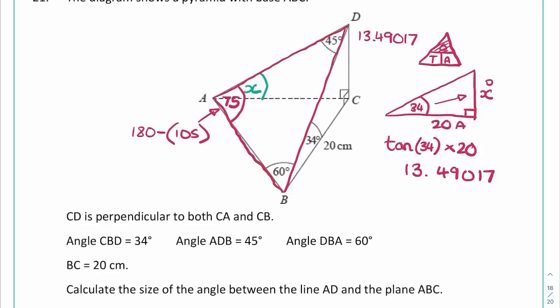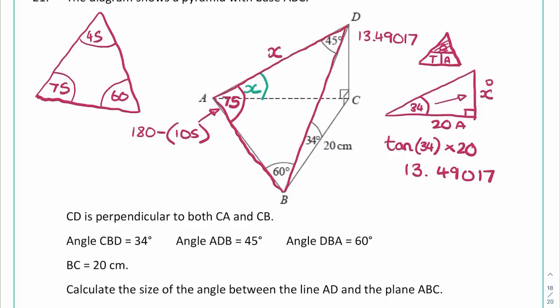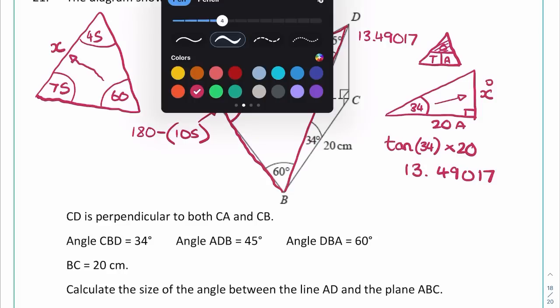So can we find any other lengths on that triangle? Because if we did, we could use the sine rule. Let's just draw this triangle. There we go. We've got 75, 45, and 60. Now we want the length of A to D, because that'd be over on this triangle here. So if we put that over here, if we had one other length, we could use the sine rule, because we'd have pairs of opposites. So let's see if we can find one of these other lengths.